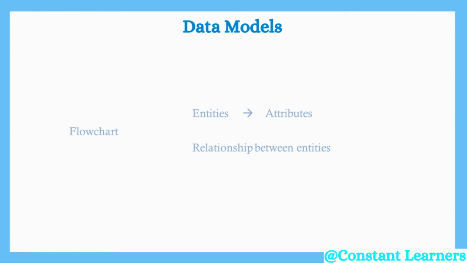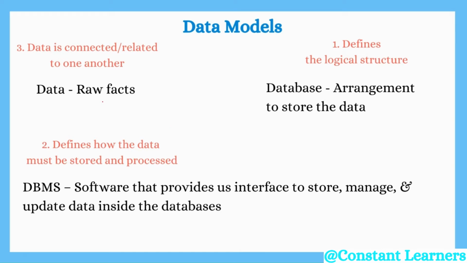All right, let's start quickly with what data models are. So a data model is kind of a flow chart that illustrates entities, their attributes, and relationships between the entities. Now we know that data are raw facts, right? And this data needs to be stored somewhere. Where do we store this data? Inside the database, right? Now a database is not just a location where we take our data and dump it. The database has to have a proper structure. There needs to be a proper arrangement, a proper logical structure where the data can be stored systematically. So data models define the logical structure of the database. It's the job of data models to define the logical structure of the database.